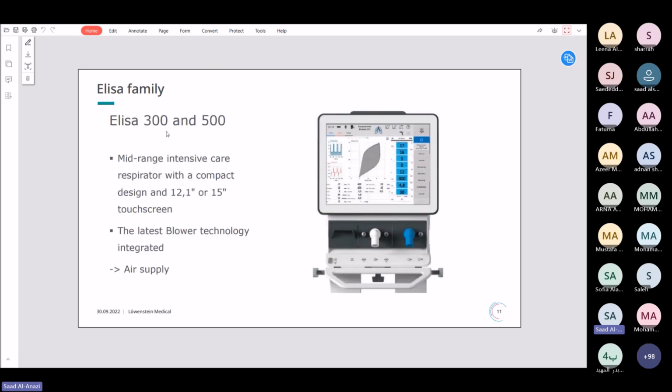So the ELISA 300 and 500 are the mid-range intensive care respiratory devices with the 12 and 15-inch touch screen. So it's focused on only turbine. That means all you need is no gas, no oxygen plug.